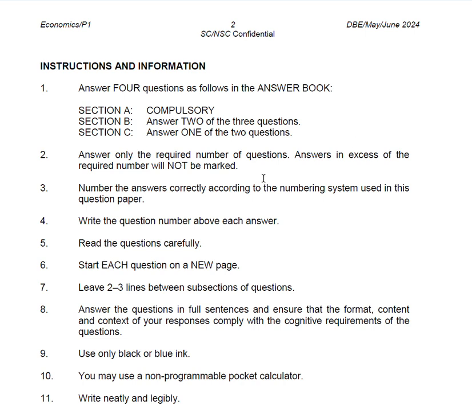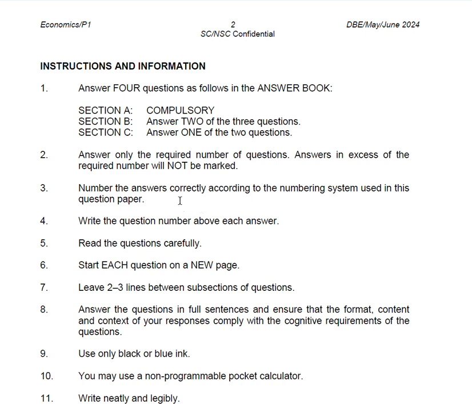We're looking at number 2, answer only the required number of questions. Answers in excess of the required number will not be marked. So what does that mean? It means if you decide that in section C, for example, you answer 2 questions, they will only mark 1, which is the first one you have responded to, and the second one will not be marked. Just imagine you were so good in your second one, but not so good on your first one, and then you will be marked on the one that you were not good at, and you lose valuable marks that you need in order to pass this exam, and also this will contribute towards your final year mark.